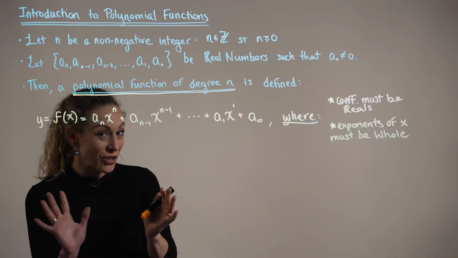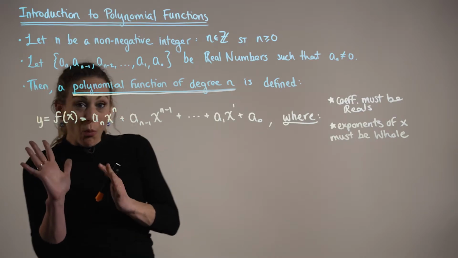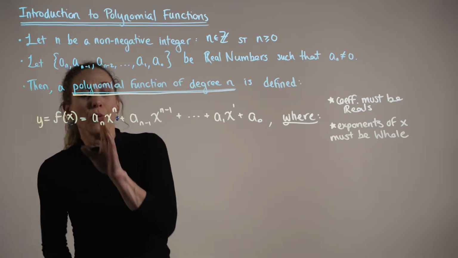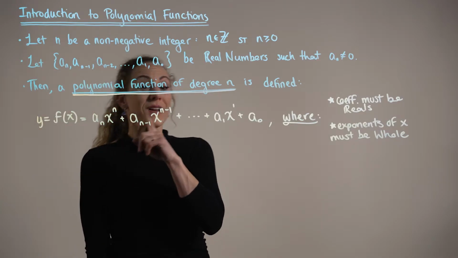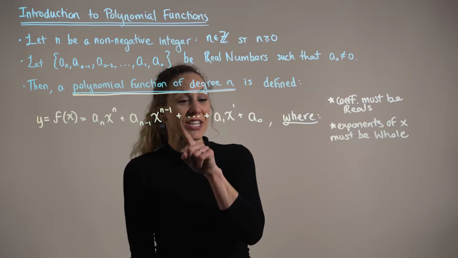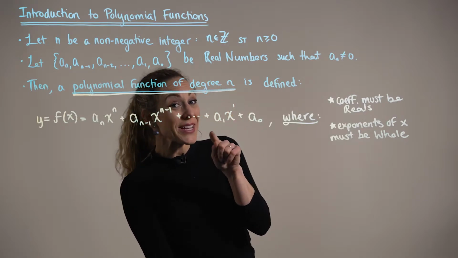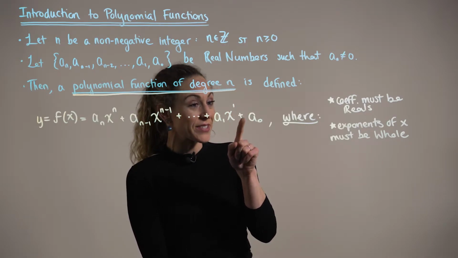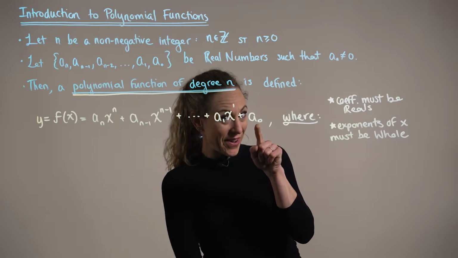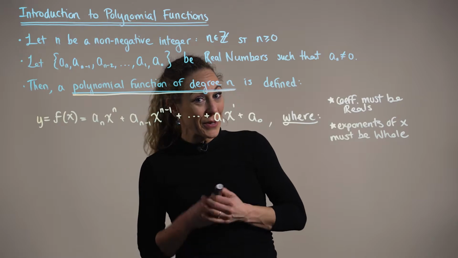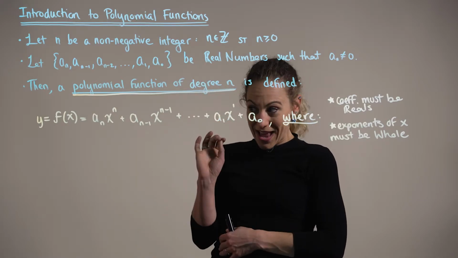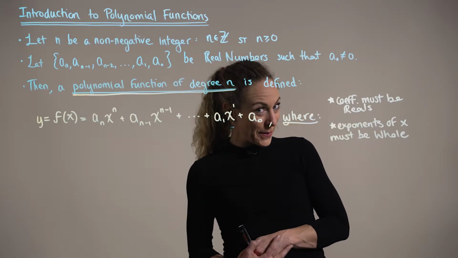So a polynomial function of degree n is defined as y is equal to f of x, where this is equal to a sub n times x to the n, plus a sub n minus 1 times x to the n minus 1. And we continue merrily along here, all the way down to a sub 1 times x to the first, plus a sub 0. And technically, this is a sub 0 times x to the 0, but we of course know that x raised to the 0 is 1.